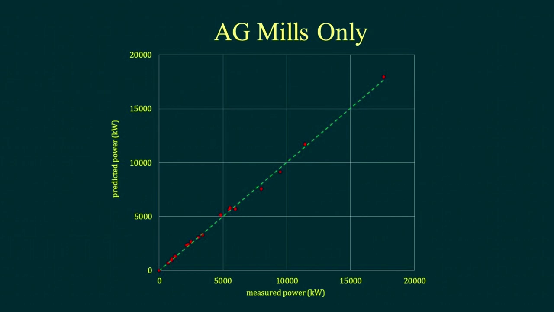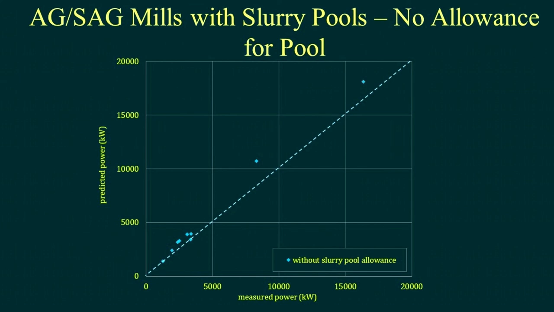There has been a suggestion in the literature that the model is not as good in AG mills. I can't find that anywhere. I have a number of AG and SAG mills in my database which had slurry pools. I worked on those mills, and I was allowed to measure the slurry pools. What I want to show you here is the effect of a slurry pool. These are AG and SAG mills, from quite big ones to quite small ones. If in the model we simply ignore the slurry pool, or we don't believe the slurry pool has any effect whatsoever, and we use my model, then you end up with this observed versus predicted. And you can see these points up here and also down here are not on that line.